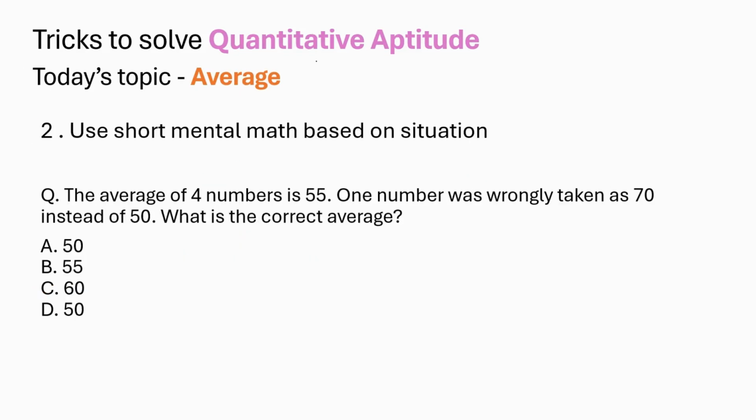Okay, let's take another question which follows the same concept. Just try to understand how they are asking this question. Here the average of 4 numbers is 55. One number was wrongly taken as 70 instead of 50.